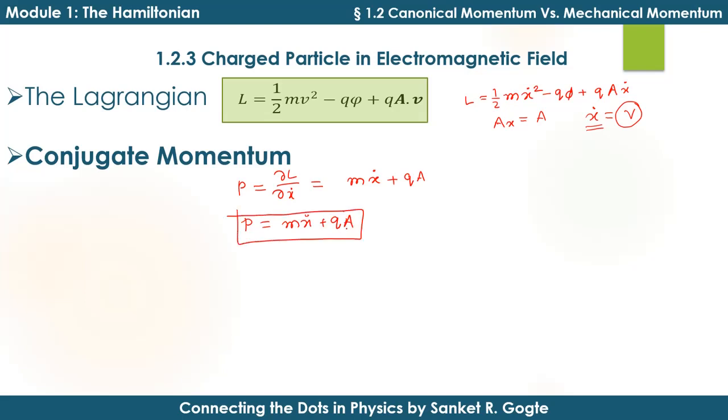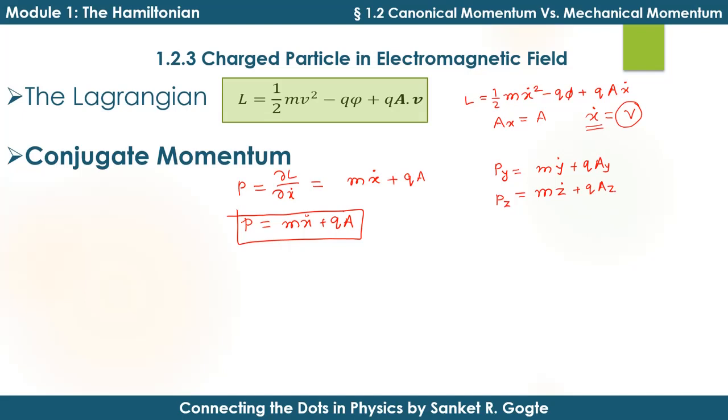Now in the same way we can obtain the canonical momentum along the y and z axes. What will change is that x dot will become y dot, and this a, which in this case is a along the x-axis, will now be along the y-axis for the y component, and for the z component it will be a z. So it is straightforward to apply this to the three-dimensional case.